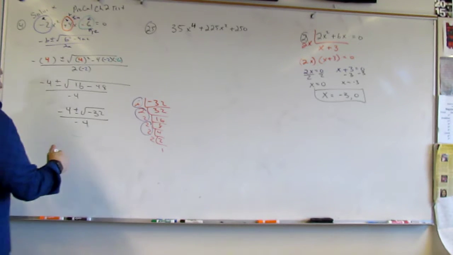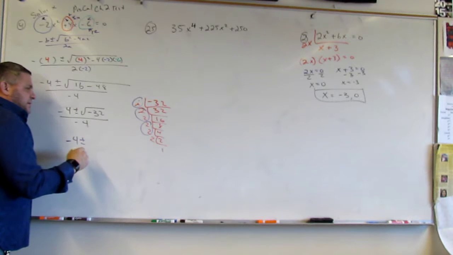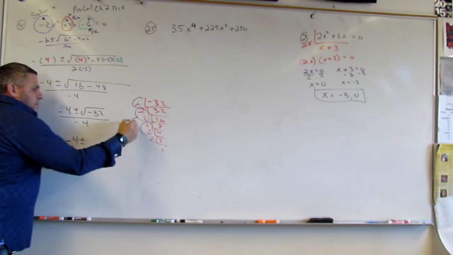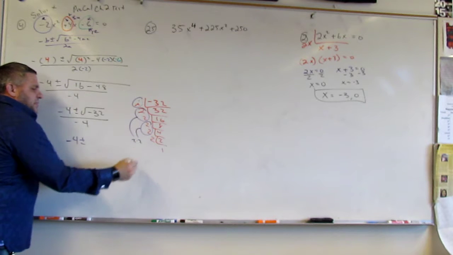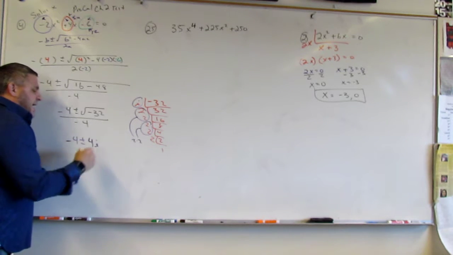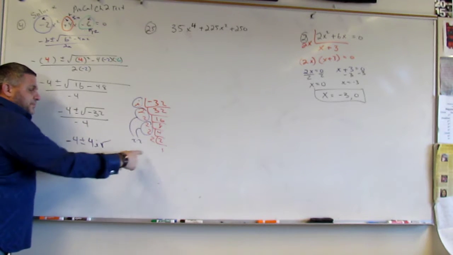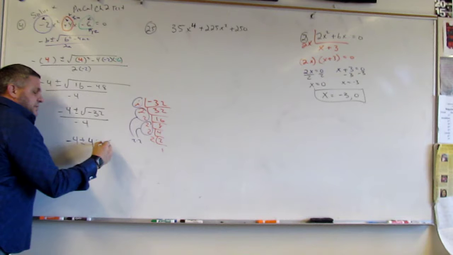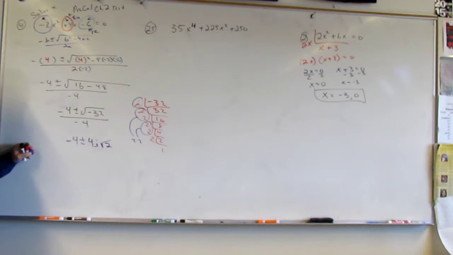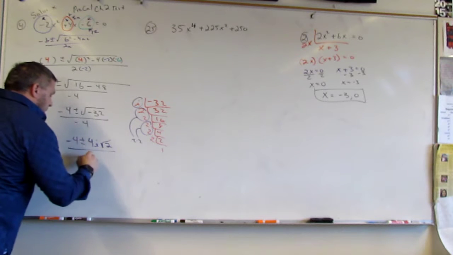Okay? So, I got negative 4 plus or minus 2 times 2, which is 4i, right? And then what's left in the square root? The last 2. Does that make sense? Yeah. All over negative 4.